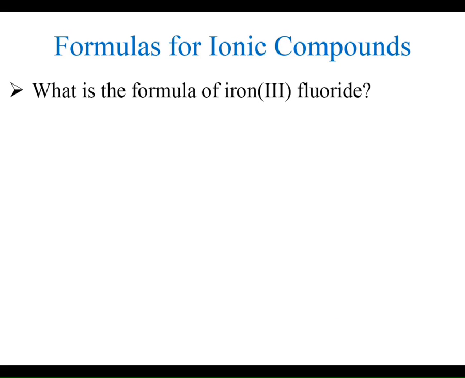Okay, so let's just try a few now. Let's start putting it together here. What would the formula be if it was iron 3, that's Roman numeral 3, and fluoride? Think here with me for a minute. What does that Roman numeral 3 tell me? That's plus 3. Tells me the charge is 3 plus, not plus 3, by the way. What's the symbol for iron? Fe. That means it's Fe 3 plus.